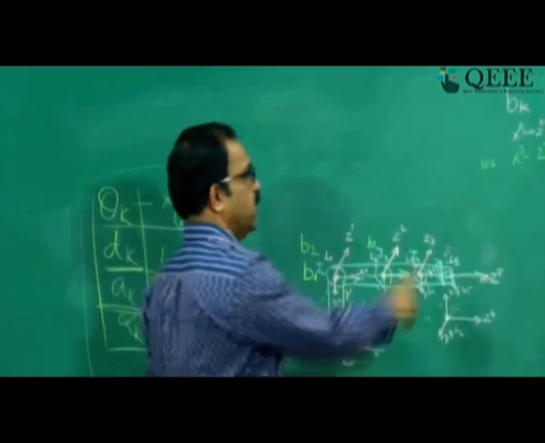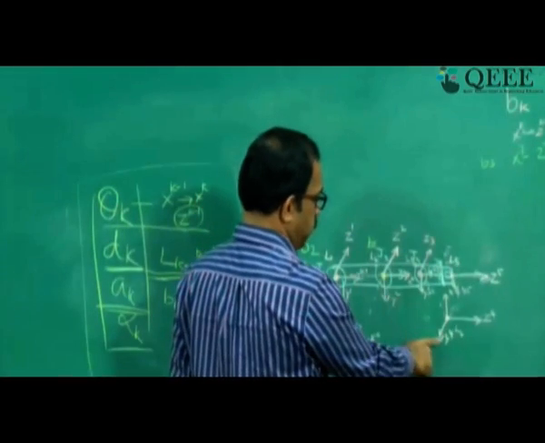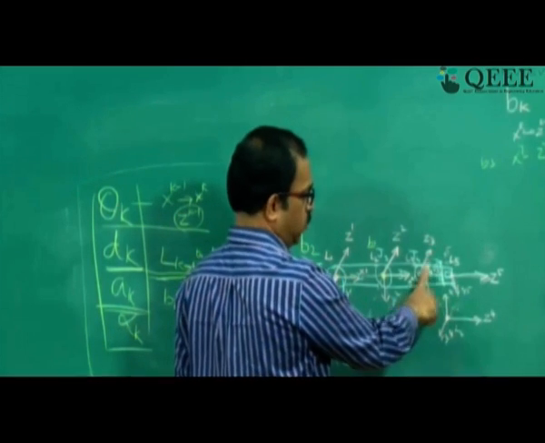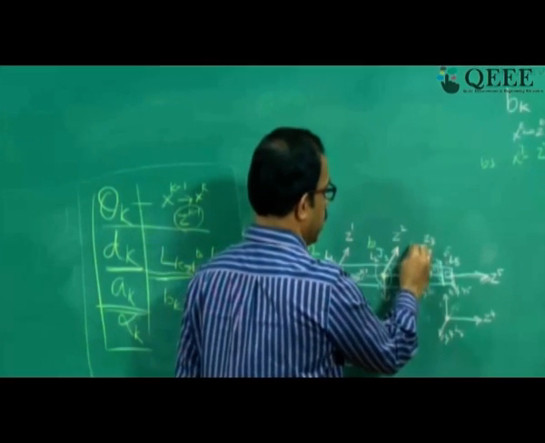And B4 is x4 to z3. So this is x4 here and z3 is here. Both are at the same point. So we will have B4 here.